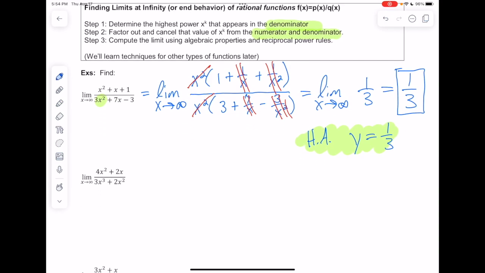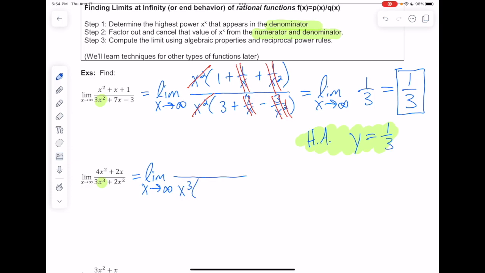Let's practice the stuff from the box a little bit more. So we're looking at another one. The limit as x goes to infinity of 4x squared plus 2x over 3x cubed plus 2x squared. And again, putting our focus on the largest power of x we see in the denominator, and that's what we're going to factor out of both the numerator and the denominator. So we're going to still look at the limit as x goes to infinity, but we're going to factor out an x cubed. Let's do it from the bottom first. That's a little more straightforward.